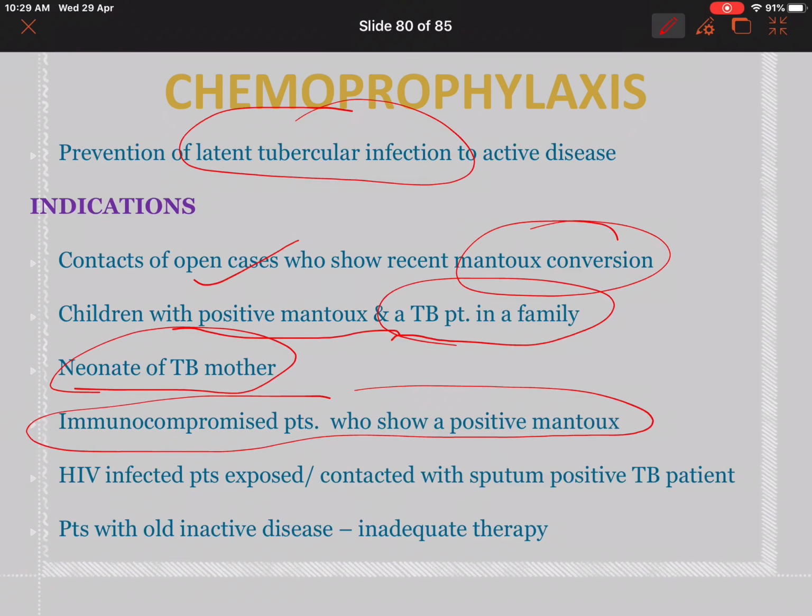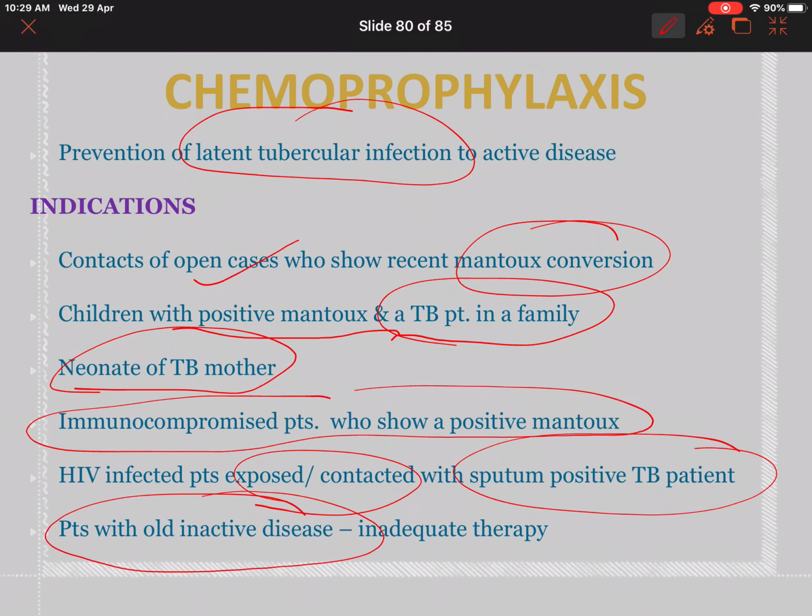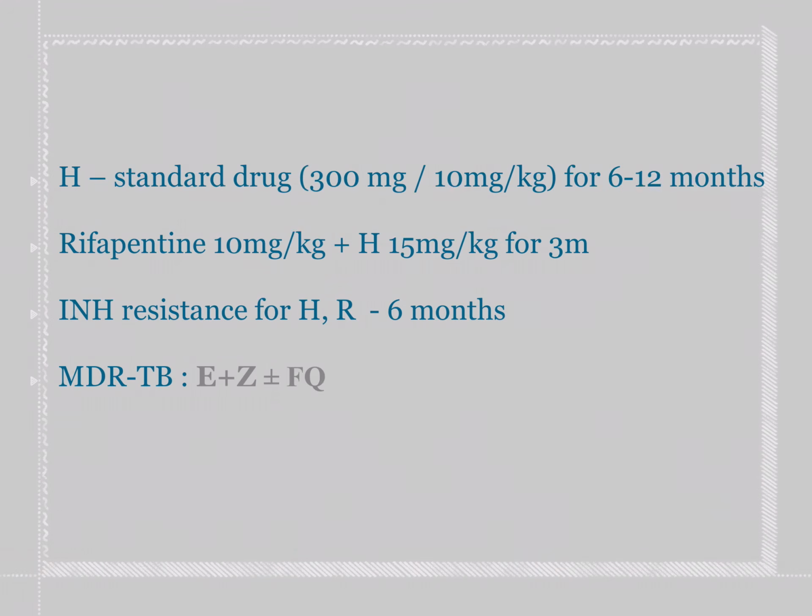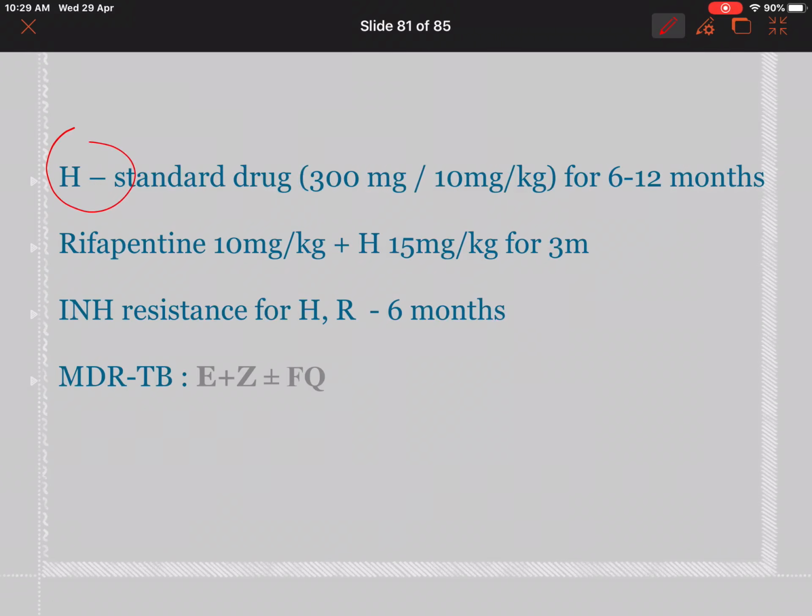the Mantoux has recently turned positive, HIV infected patients exposed to a sputum smear positive TB patient, a patient with old inactive TB with inadequate therapy in whom Mantoux is again positive. So we can go with isoniazid, which is the standard, for 6 to 12 months.